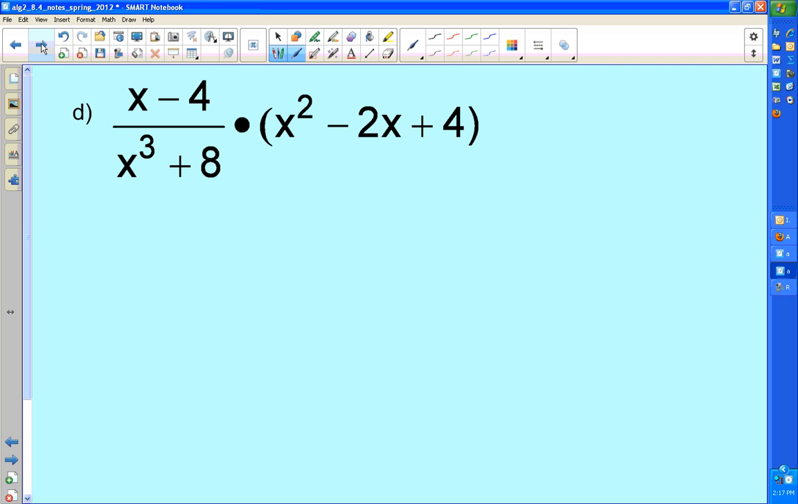This one looks a little bit different than what we've done so far. What should you do first? Before that, put it over 1 so that you recognize tops and bottoms. And it seems like such a simple thing to do, but people mix up where the x squared minus 2x plus 4 goes. Is it a top or a bottom? It's a top. So now, go ahead and factor, factor, factor.